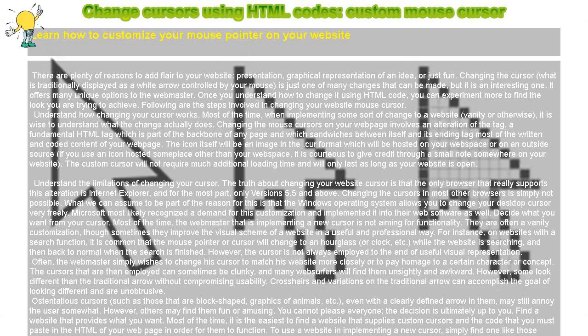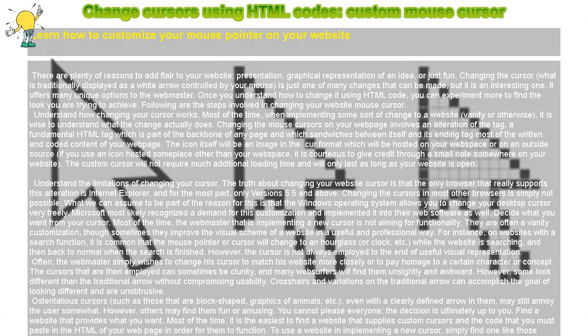Changing the cursor, what is traditionally displayed as a white arrow controlled by your mouse, is just one of many changes that can be made, but it is an interesting one. It offers many unique options to the webmaster. Once you understand how to change it using HTML code, you can experiment more to find the look you are trying to achieve. Following are the steps involved in changing your website mouse cursor.